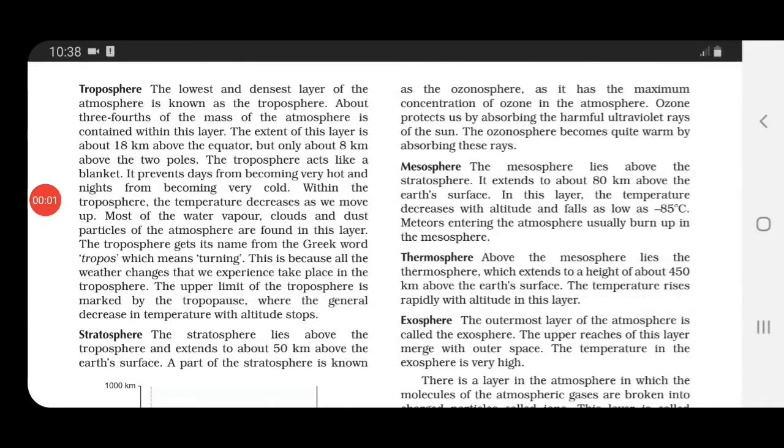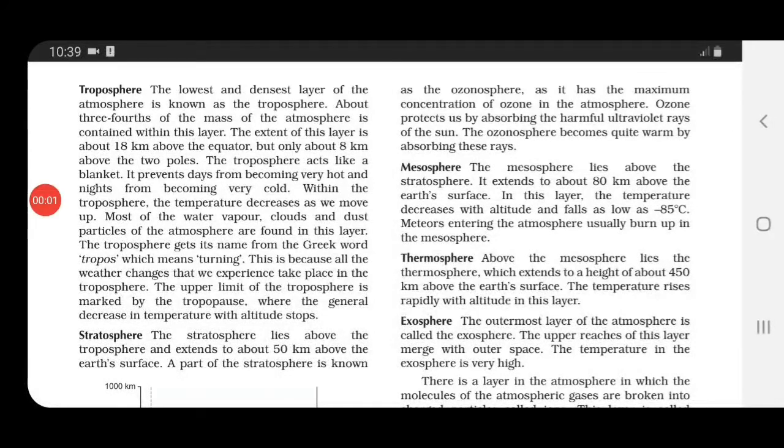Next, they are talking about tropopause, children. What is tropopause? It is the upper limit of troposphere. And here the general decrease in temperature stops with the altitude. Altitude means height.